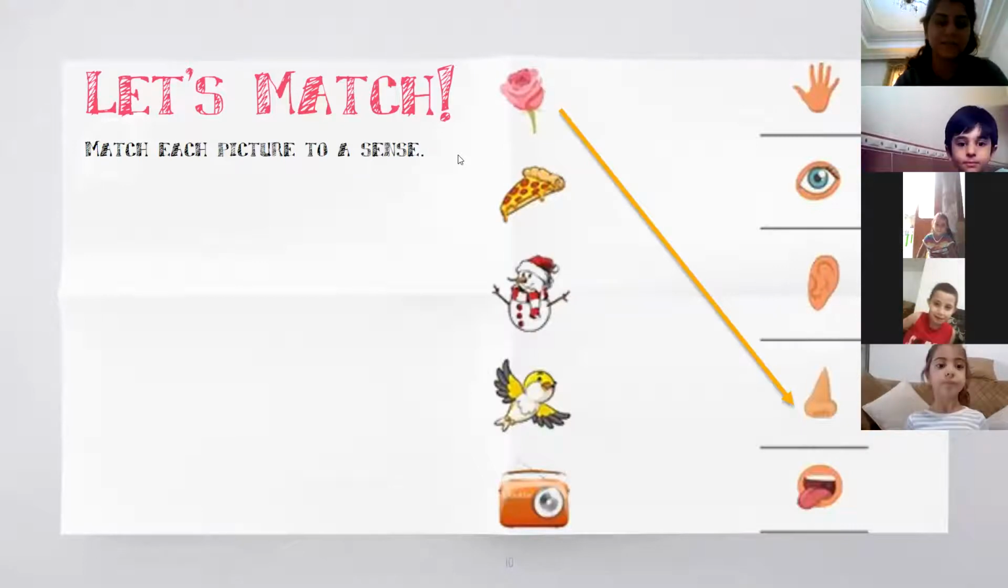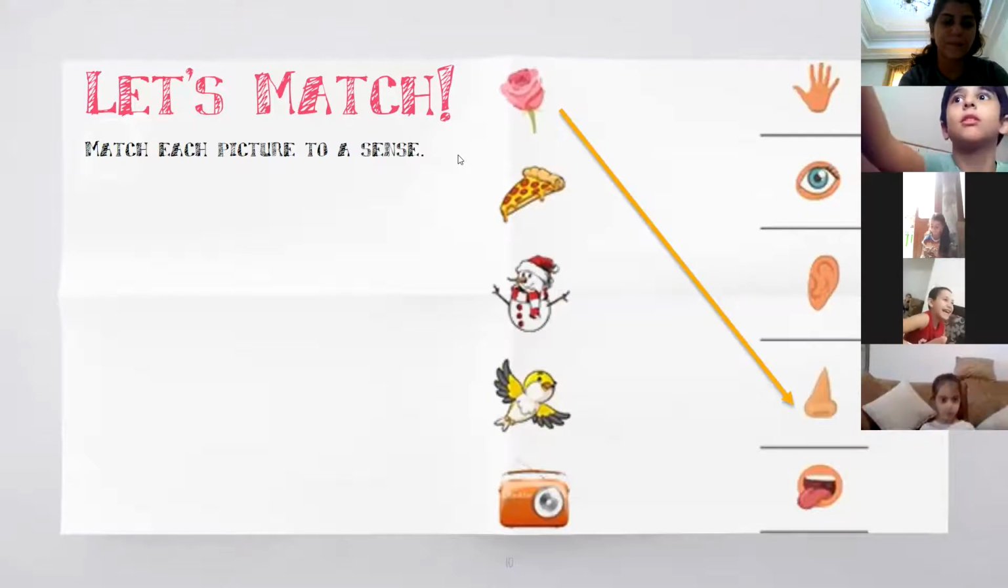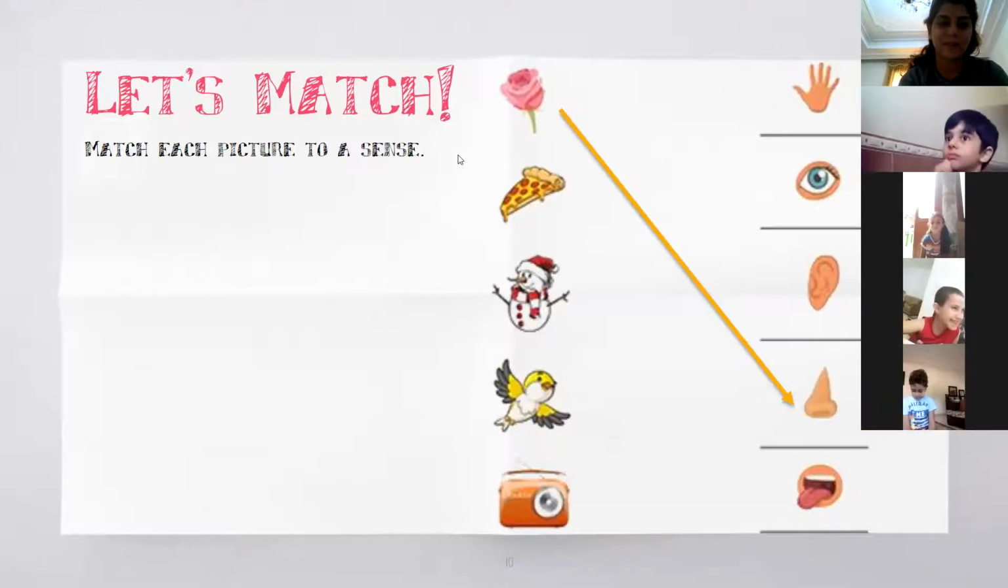Zain. Okay. Samir. Pizza. Pizza. Now, who is talking? Is it Samir or Zain? Okay, let's start with Zain. Then I'm going to choose Samir.